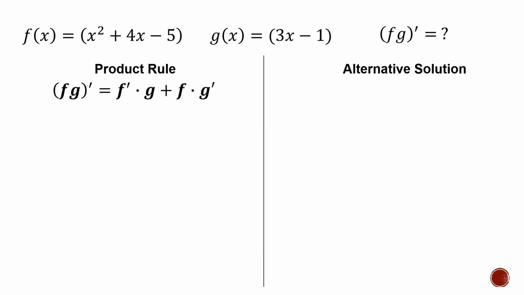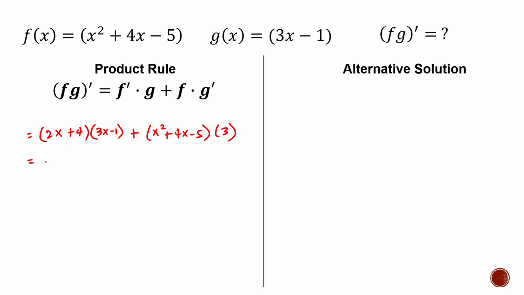Okay, so here we have a trinomial and a binomial. Okay, for the derivative of the f function, we have 2x plus 4. And then for g, we have 3x minus 1, plus we have x squared plus 4x minus 5 times 3.